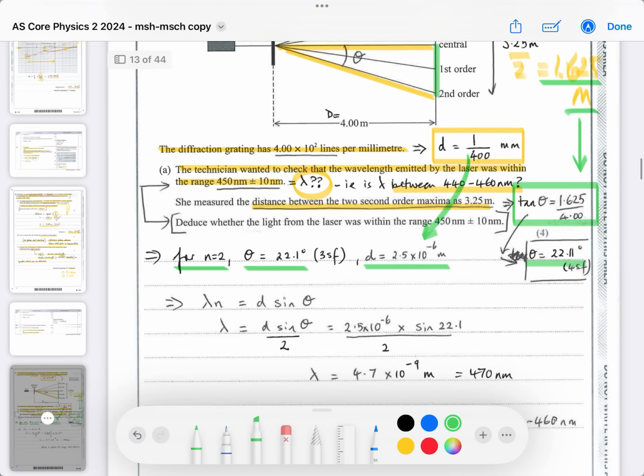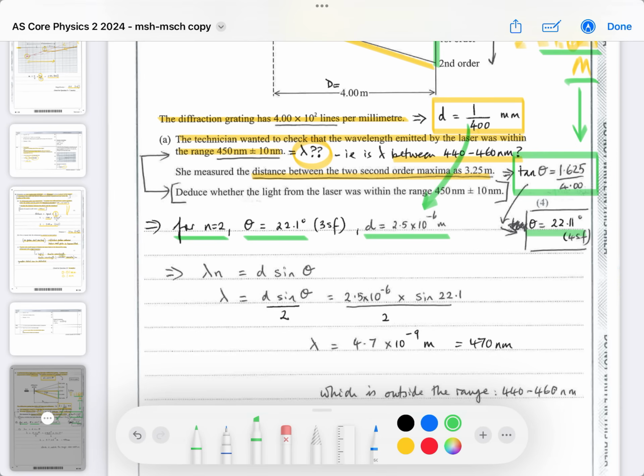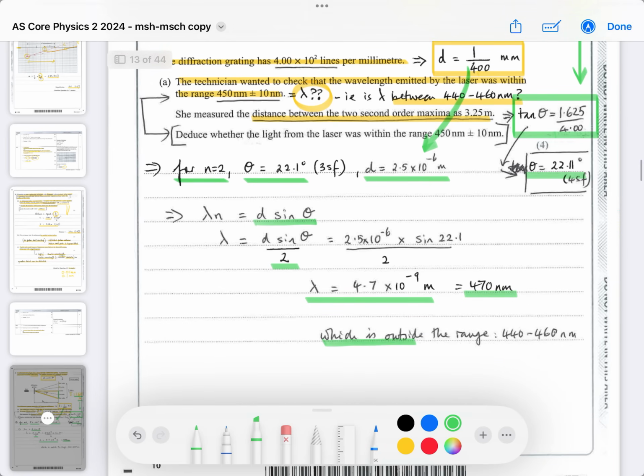We want to find lambda, so you can divide d sine theta by 2, where n is 2. Put the numbers in and you'll get 4.7 times 10 to the minus 7 meters, so it's 470 nanometers, which is outside the plus or minus 10 range, so that's what you've got to conclude. Whenever they ask you to deduce something, you've got to go back and respond to say that it's outside the range that we were looking for.